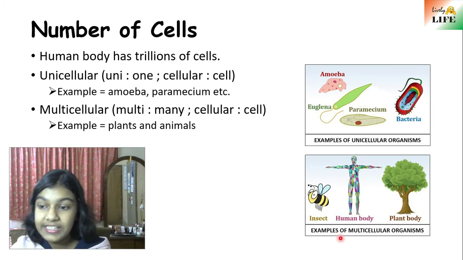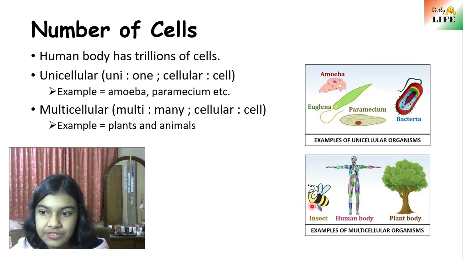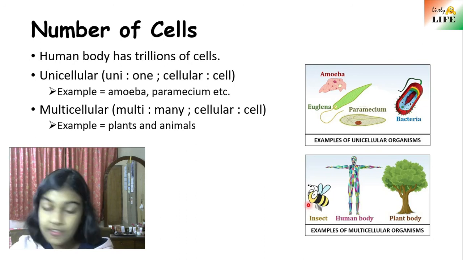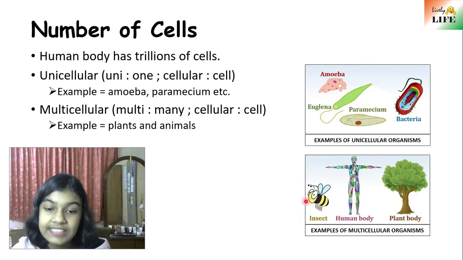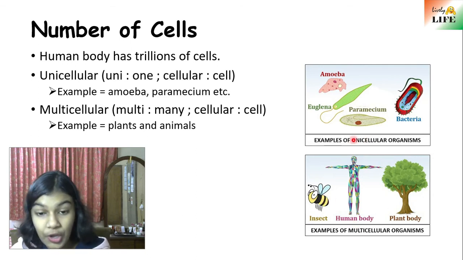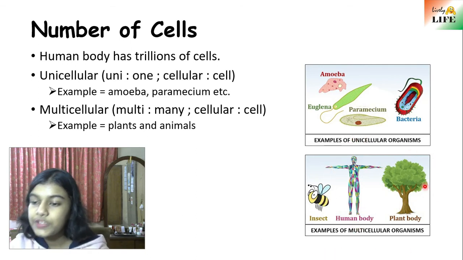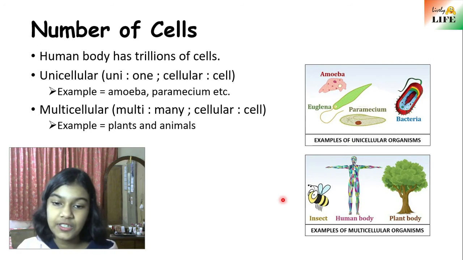cells. Insect, over here you can see an insect is also a living being, so it is also made up of cells. But is it made up of one cell? No, it is made up of many cells. An insect is a multicellular organism. Human being, plants. So these are some examples of multicellular organisms.